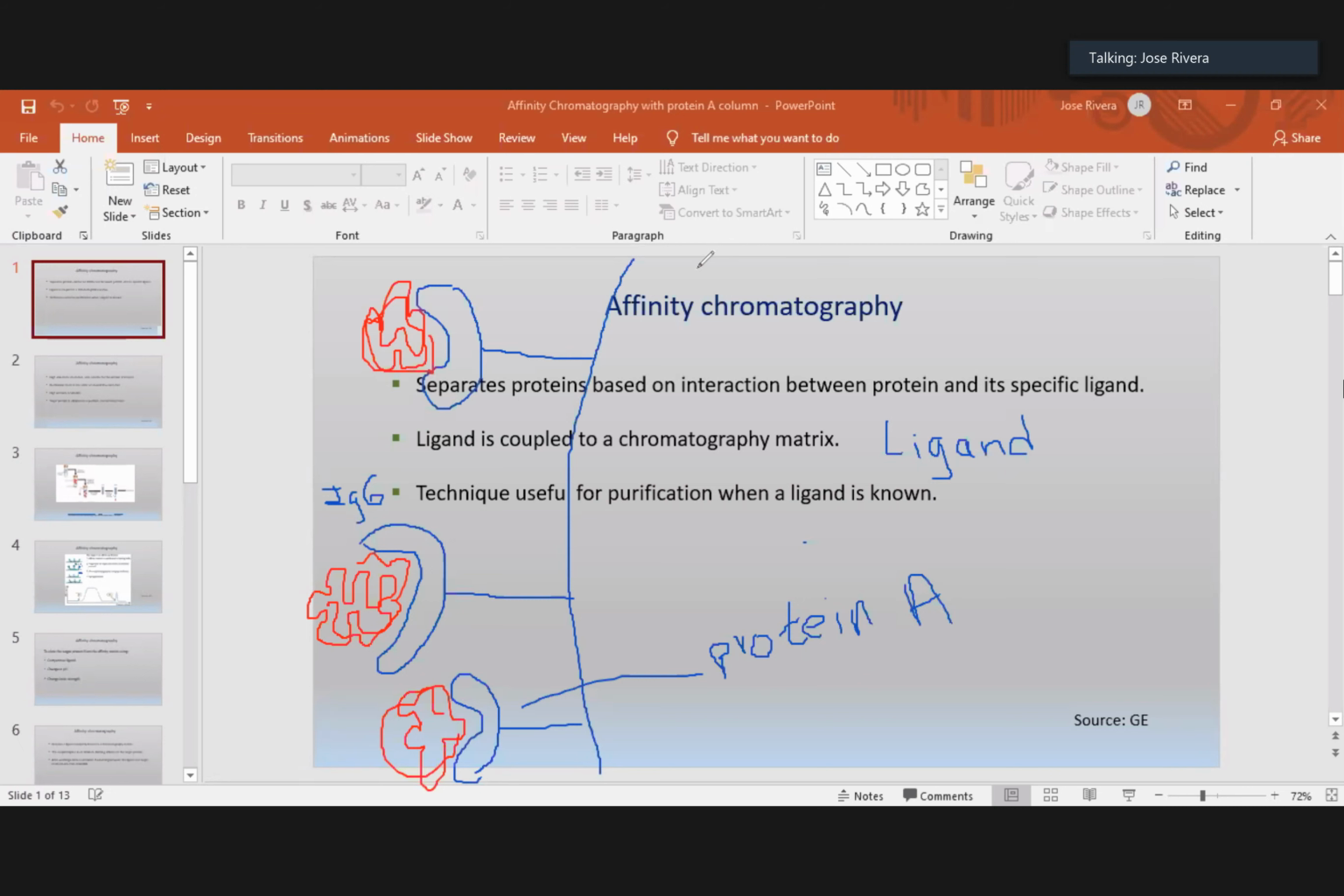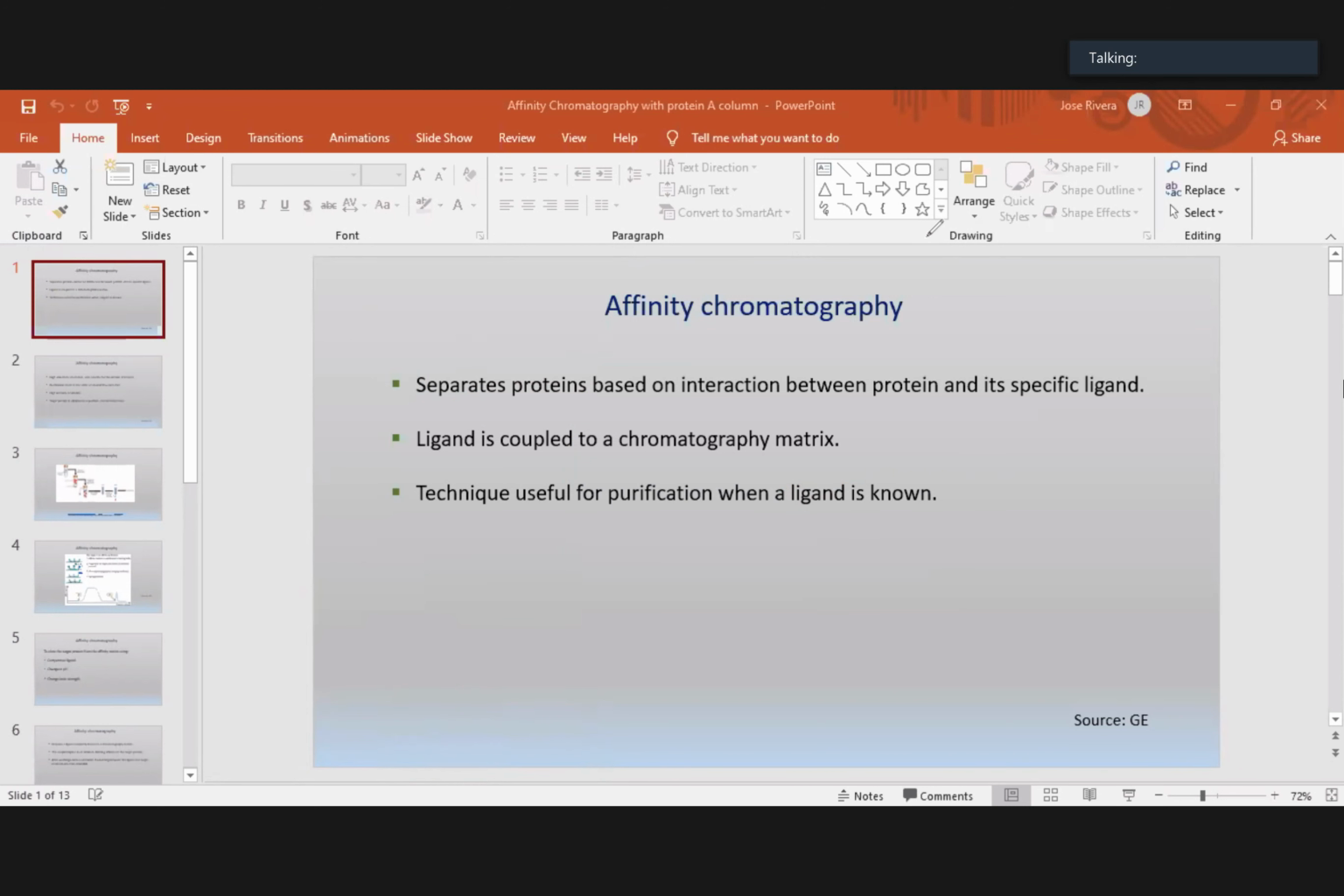So this is a really very useful technique that is used all the time to purify protein. The only thing that you have to do is you have to have a ligand. A ligand has to be some kind of molecule that binds to the protein that you want to purify. And so those are the basics of affinity chromatography.